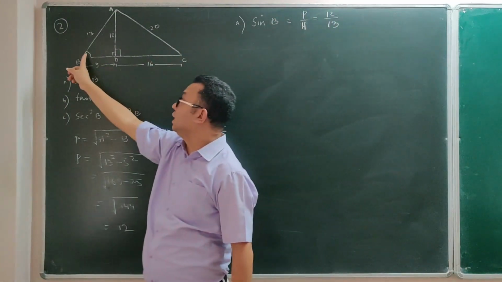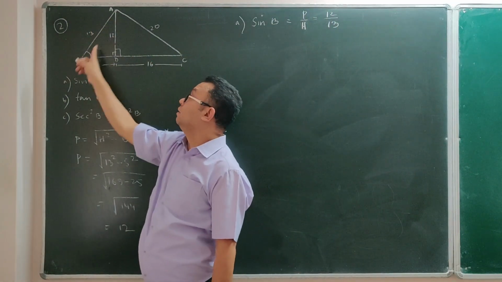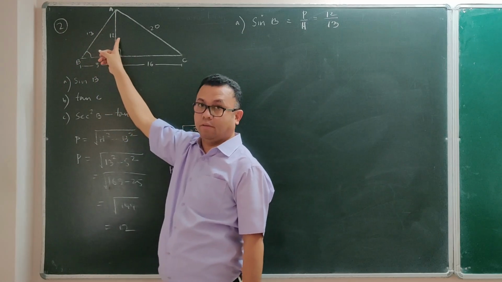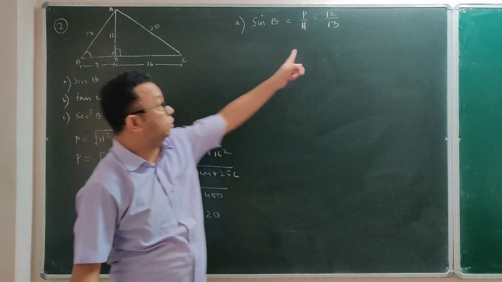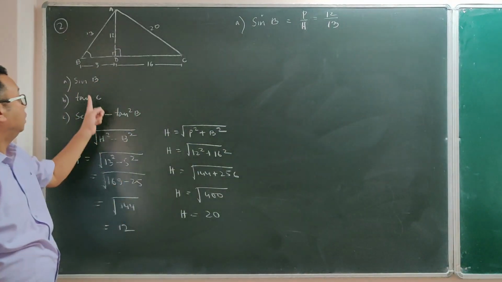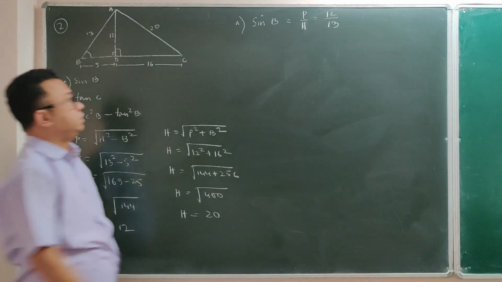So again, for this small triangle, opposite to the given angle of reference is the perpendicular, and the hypotenuse is opposite to 90 degrees. So 12 by 13 is the answer to the first one. Now let us see the second question, tan C.